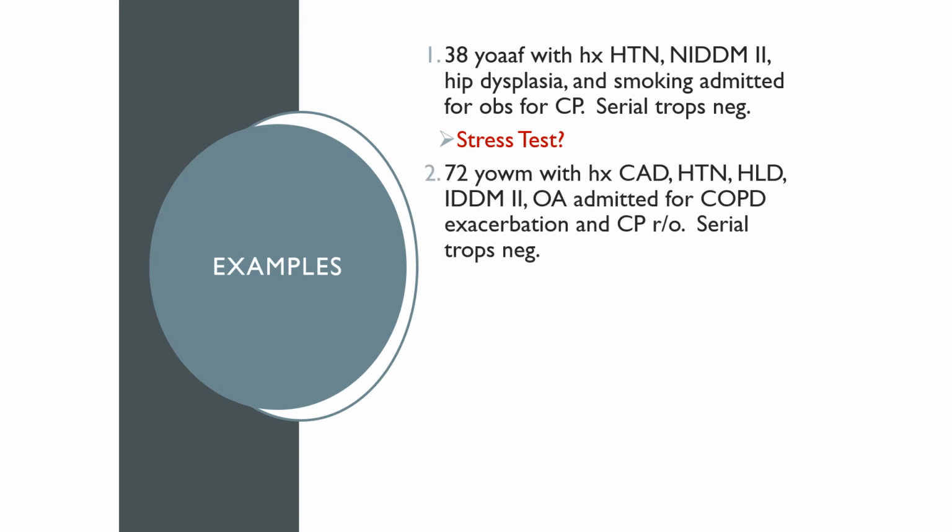Next example, you have a 72-year-old white male with a history of coronary artery disease, hypertension, hyperlipidemia, insulin-dependent diabetes mellitus type 2, and osteoarthritis, admitted for COPD exacerbation and chest pain rule-out. Serial troponins are negative. What stress test would you do? So I would probably go with a Lexiscan.